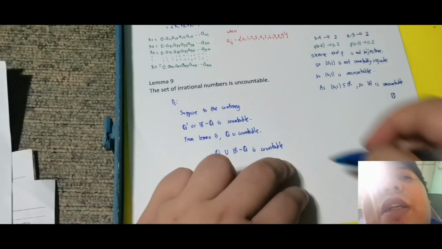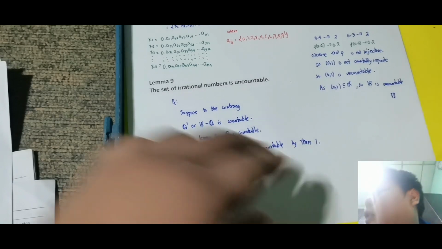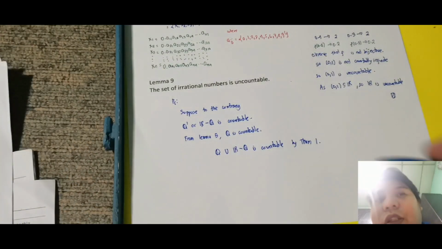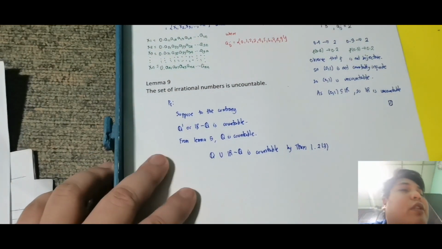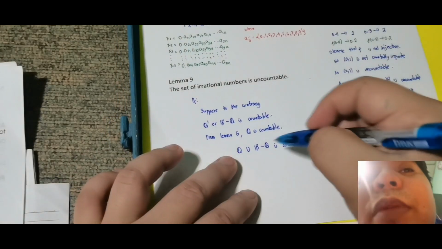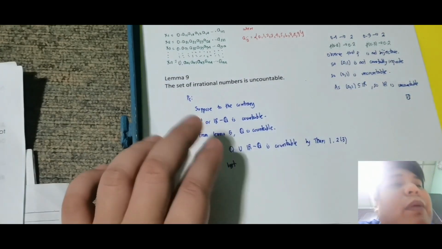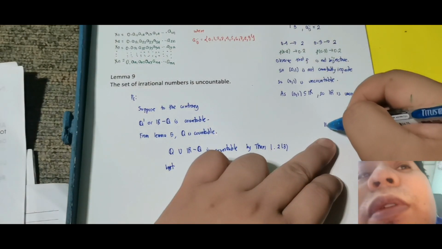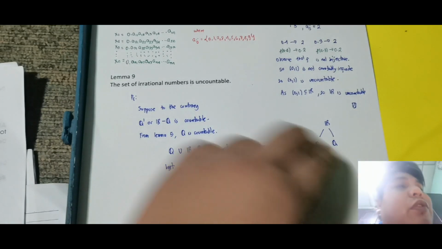Okay, bakit? By theorem 1.2 number 3, yung countable union of countable sets are countable. So, since aware ako na yan ay countable, tignan ko, ano ba yung union ng Q saka R minus Q? Sir, sa yung real number po, siya yung pinaghiwalay na Q sa Q prime. Siya yung union ng dalawa.